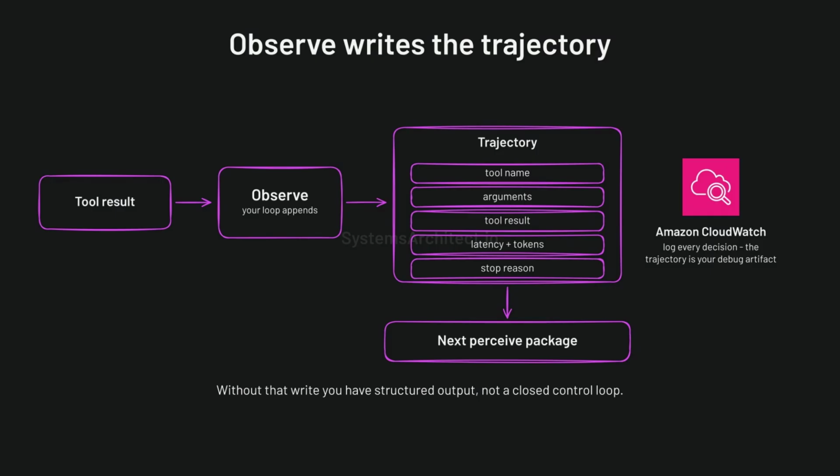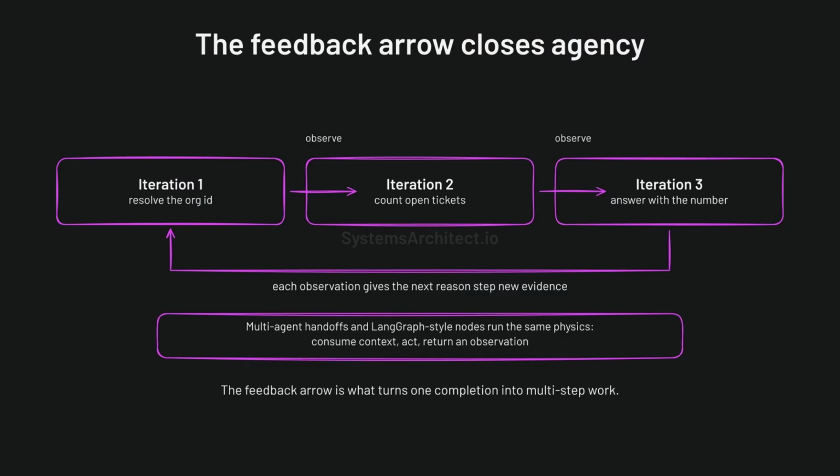Log each decision, tool summary, latency, tokens, and stop reason. The trajectory is your debug artifact. OpenTelemetry GenAI semantic conventions standardize spans for model turns, tool calls, and agent orchestration across hosts. Observation feedback is the feedback arrow that turns one completion into multi-step work.